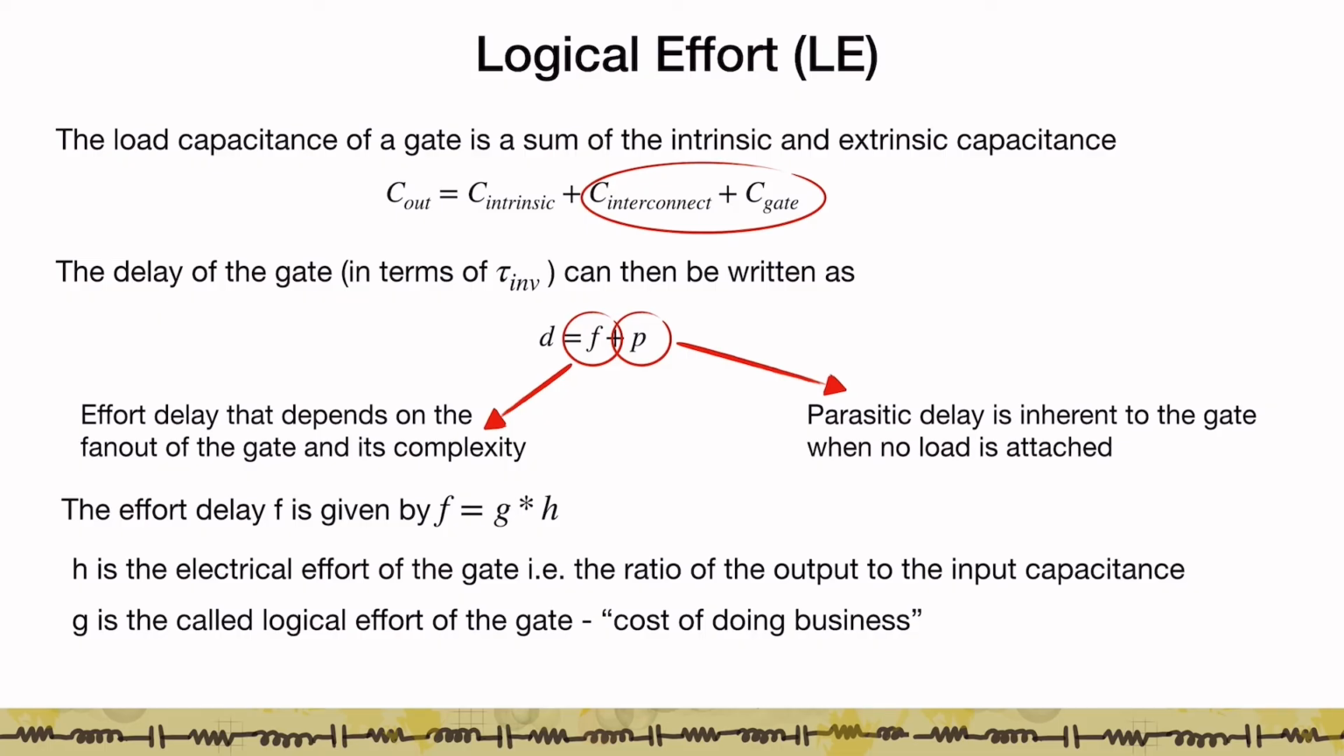Now this G, this prefactor to the electrical effort, changes depending on the kind of gate you're using, right? So we looked in the previous case, if you used a NOR gate, for the same fan out, the NOR gate was slower than the NAND gate. And that degree of how slow it is or how fast it is is clubbed in this term G, and this G is known as the logical effort of the gate. Or in other words, it's nothing but the cost of doing business with respect to delay when you're using this gate in a data path.